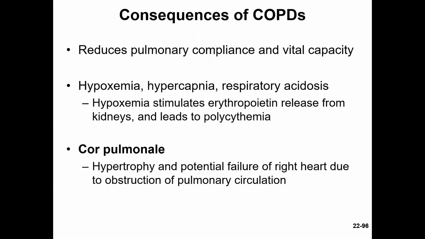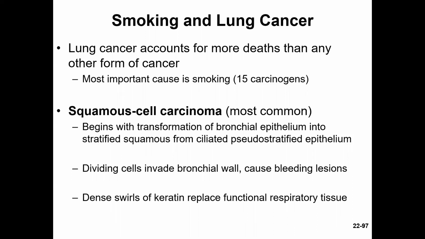So the consequences of COPDs. This reduces pulmonary compliance and vital capacity. Hypoxemia, hypercapnia, respiratory acidosis. Hypoxia stimulates the erythropoietin release from the kidneys and leads to polycythemia. Cor pulmonale, this is hypertrophy and potential failure of the right heart due to obstruction of the pulmonary circulation.